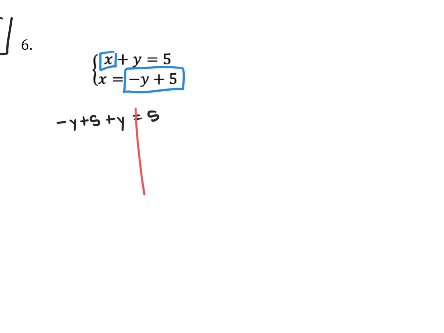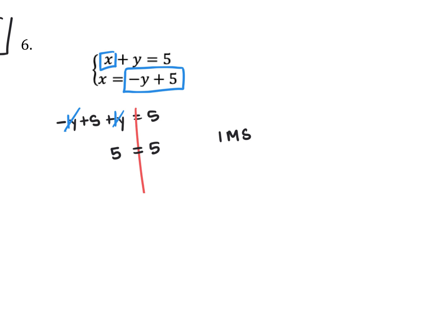Okay, when I look at those, I have a negative y and a positive y. That's really like having a negative 1 and a positive 1. So those would turn into 0. So those two kind of cancel each other out. So what I'm left with is a 5 on my left side and a 5 on my right side. When 5 equals 5, then we say infinitely many solutions, or IMS.